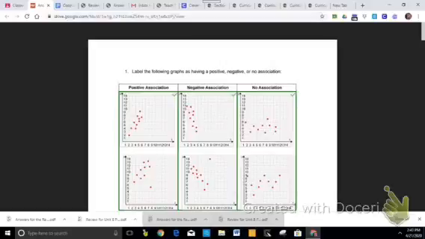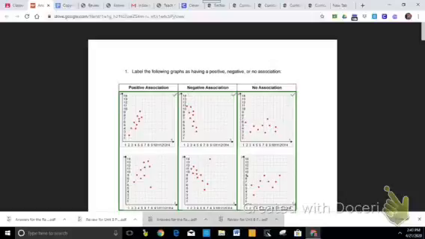Now, some people might get confused and say, well, wait a minute, it's a zero slope. Well, you could draw a line, but if you look, we have a positive, a negative, or no association. Zero slope is not an answer choice. So it's a no association.